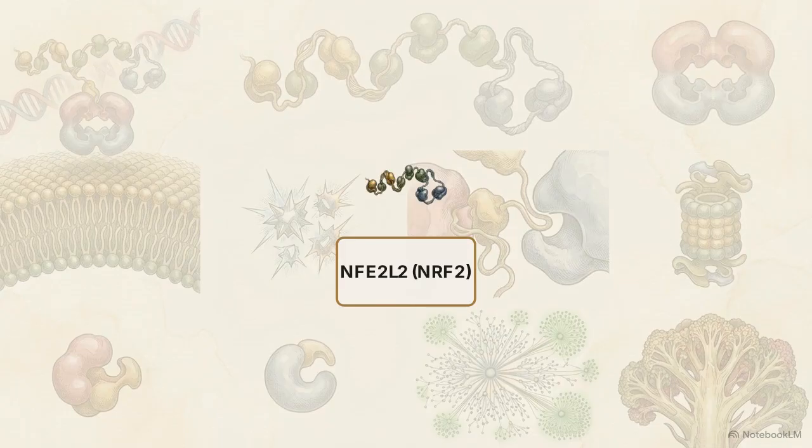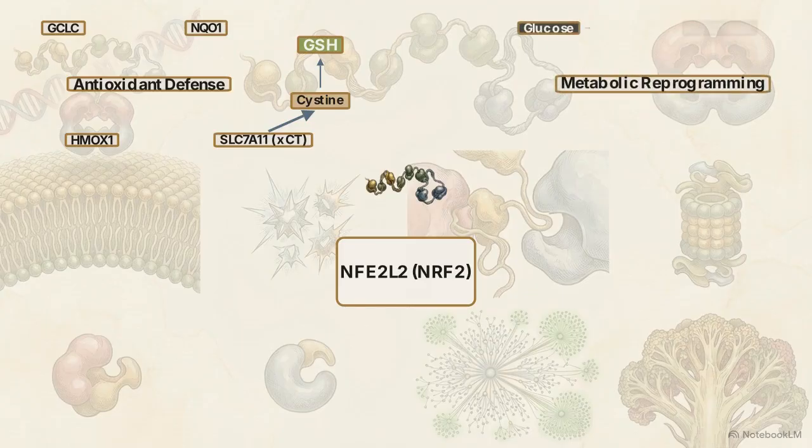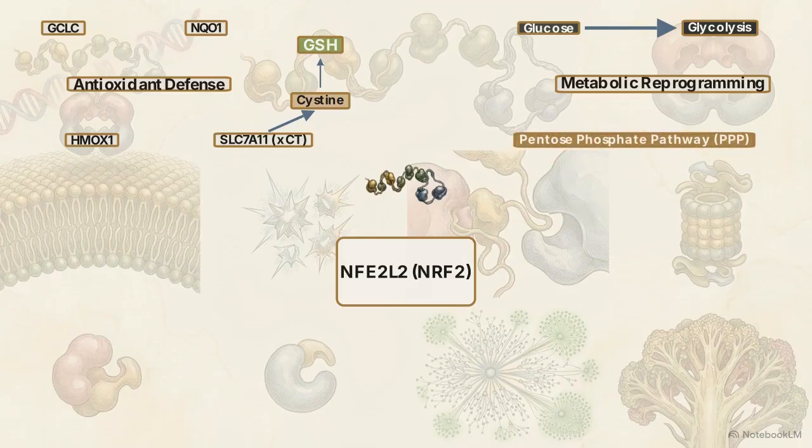NRF2 upregulates the multi-step biosynthetic pathway for glutathione, alongside thioredoxin systems, phase 2 detoxifying enzymes, and the direct antioxidant protein heme oxygenase 1. NRF2 redirects cellular metabolism to fuel these defenses, shunting carbon flux into the pentose phosphate pathway. This metabolic shift maximizes the production of NADPH, which is strictly required to regenerate reduced glutathione.